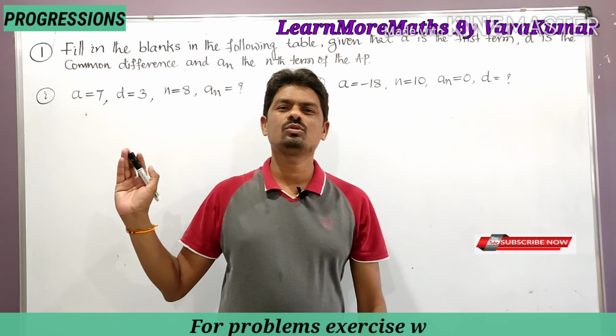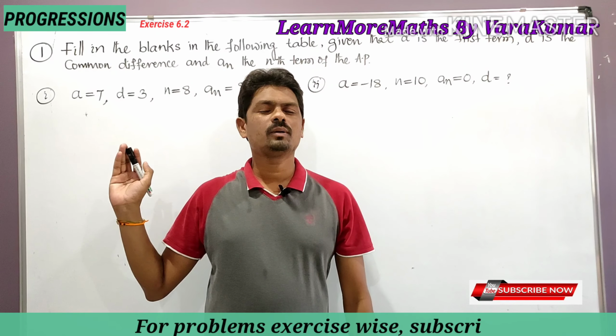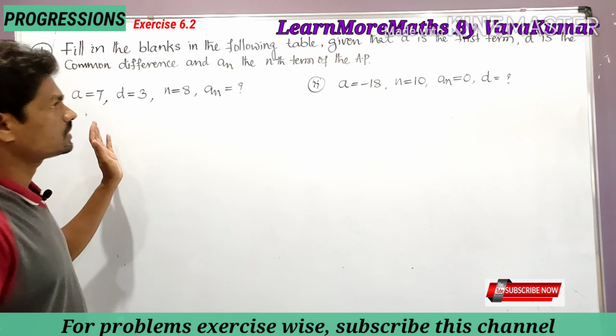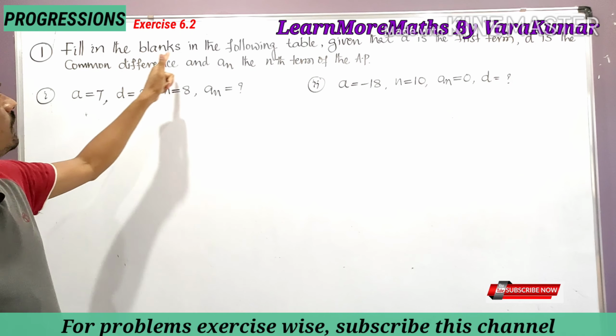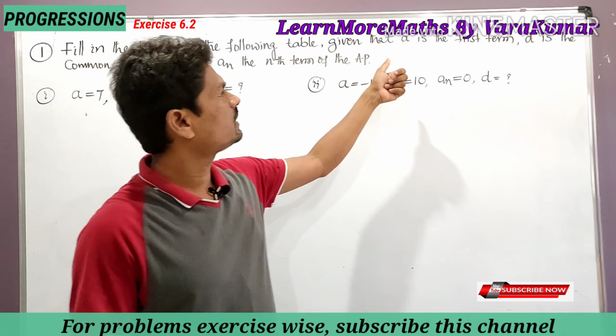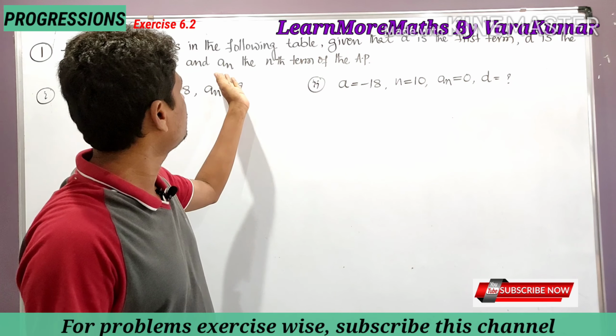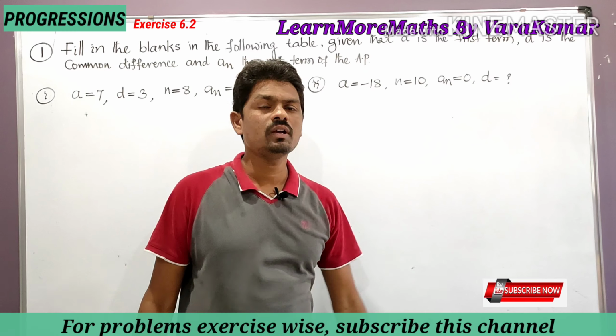Today we are going to solve a problem from the chapter progression section. First problem, student. So see what he is asking us to find. Fill in the blanks in the following table, given that A is the first term, D is the common difference and AN the nth term of the AP.